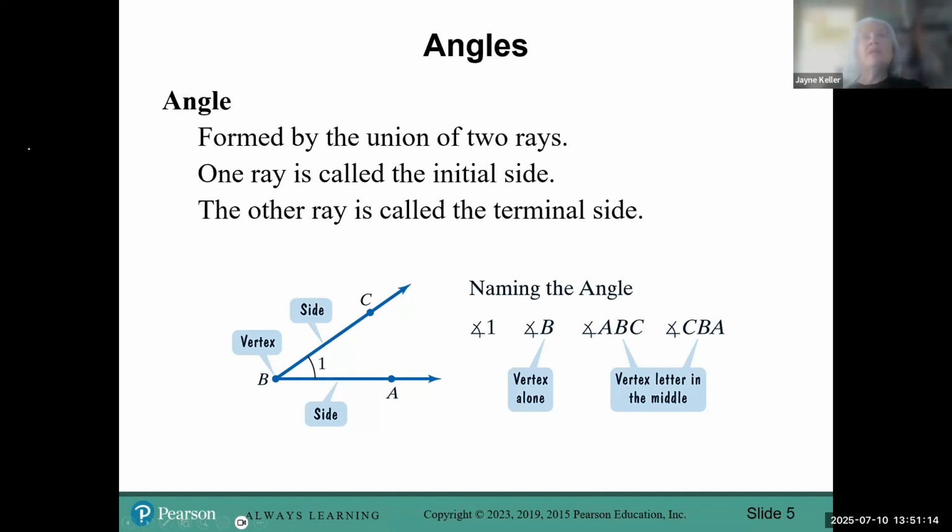And when we extend this idea and we start talking about measures, we talk about starting from one of them. So if I think about starting here, then this would be my initial side. And then I'm swinging the other one up to here, and I call this the terminal side.